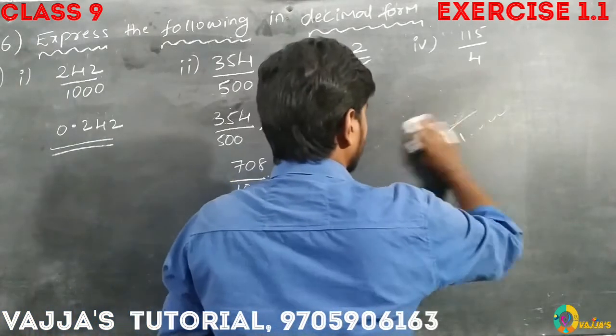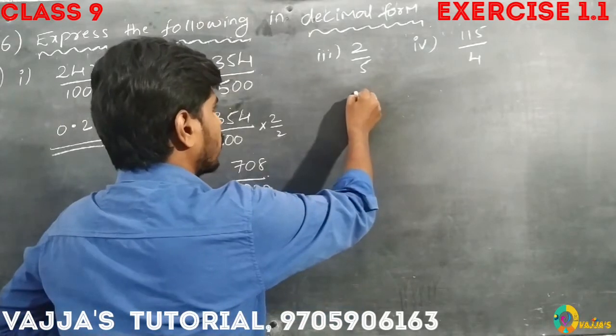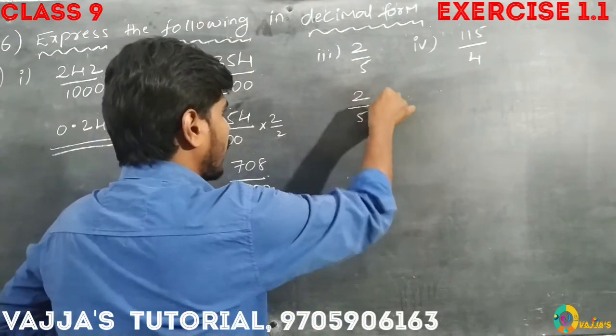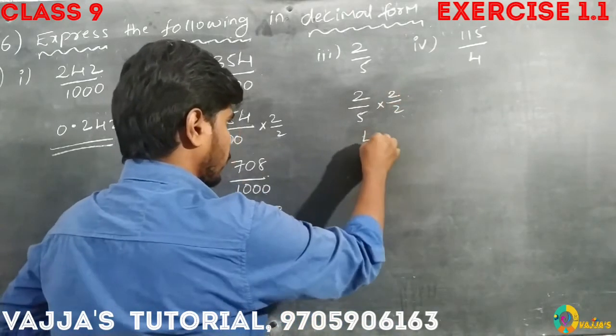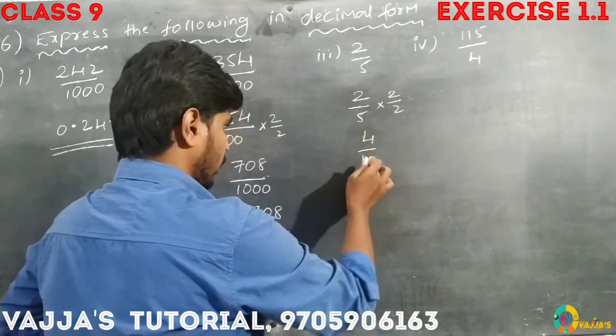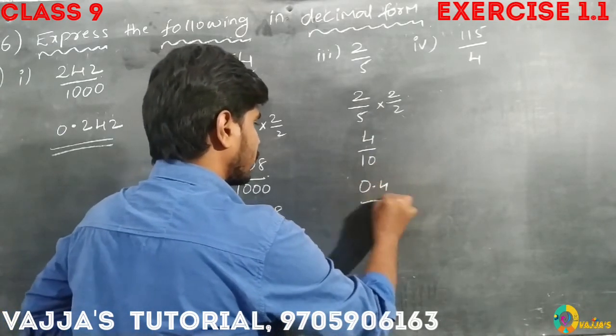Next, coming to 2 by 5. I am multiplying with 2. It becomes 4 by 10. For 1 zero, take the point in front of 1 digit. It becomes 0.4.